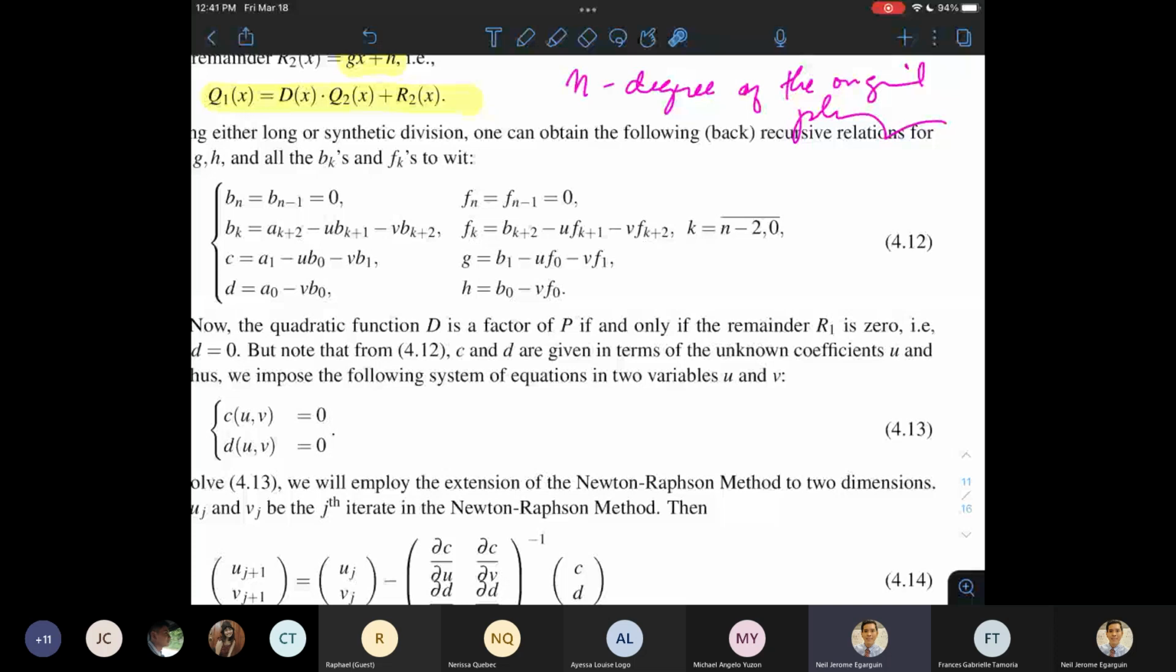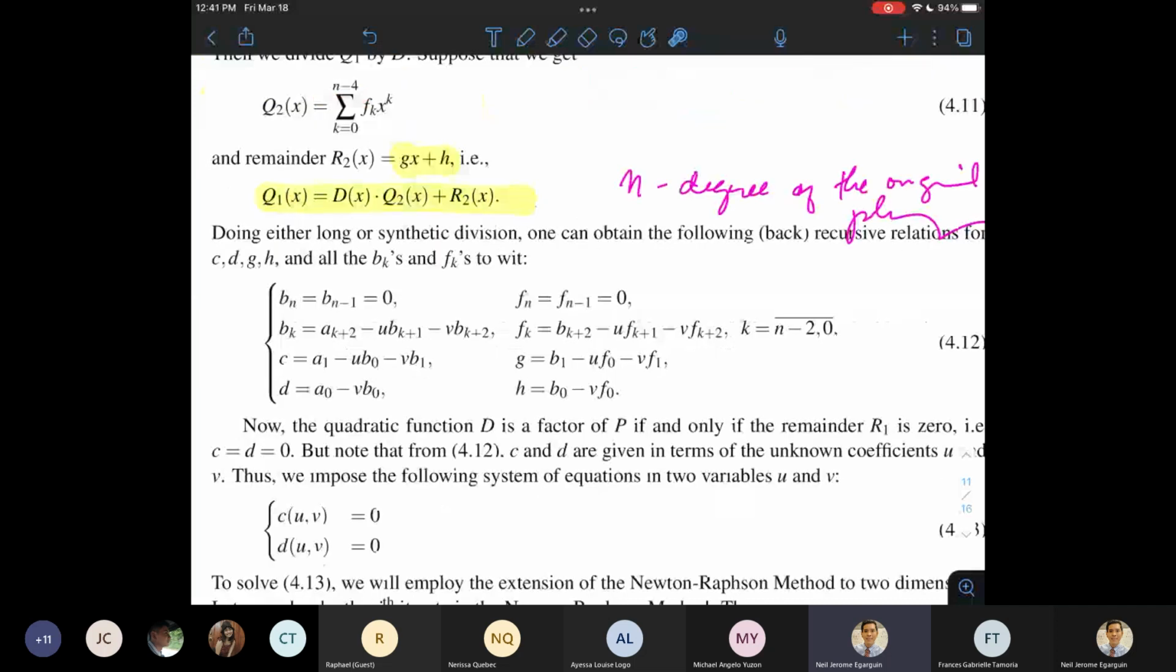Kasi si f naman, yung mga f sub i's, sila naman yung coefficients ng q2 which is of degree n minus 4. Okay? So pwede niyo nga sabihin 0 to hanggang kay f sub n minus 2 at saka kay f sub n minus 3. Okay? Pero this will suffice. So kung i-code nyo to, i-program nyo na to, kaya lang pabaligtad yung for loop nyo. Back recursive relations kasi yung meron ako. So we start at n and then we go down to define it until k equals 0.